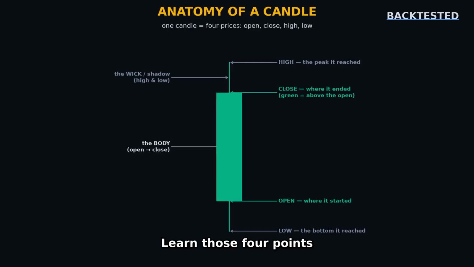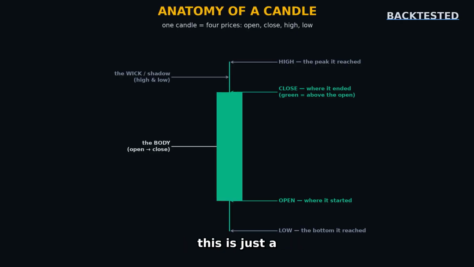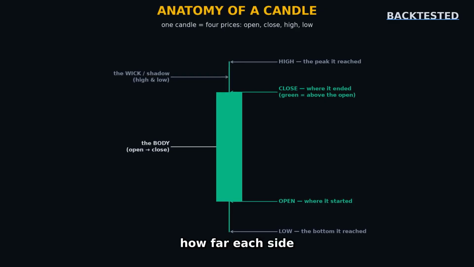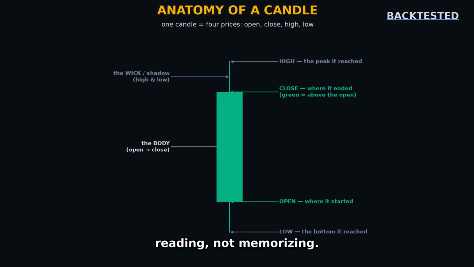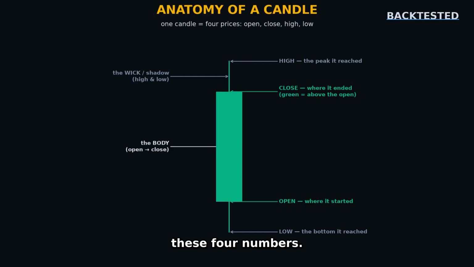Learn those 4 points, and every pattern after this is just a story about where the open and close sit relative to each other. The body tells you who won the period. The wicks tell you how far each side pushed before giving ground. Master this one frame and the rest is reading, not memorizing. Everything ahead rests on these 4 numbers.